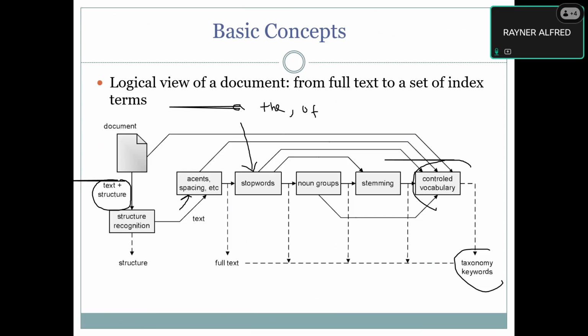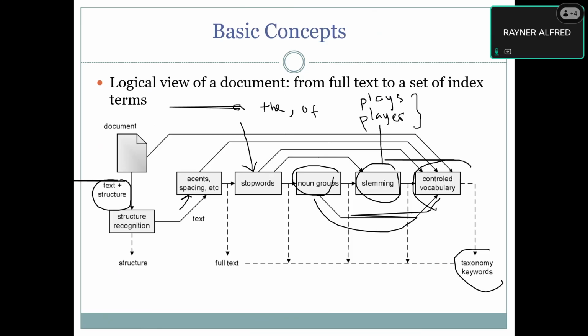After the stopwords, we also look at all the noun groups, for example person, idea, or address, or some kind of name. We put them all here. Then we also do stemming in order to reduce the number of terms. Stemming is finding the root of the word. For example, we have place, and also player, and also playing.